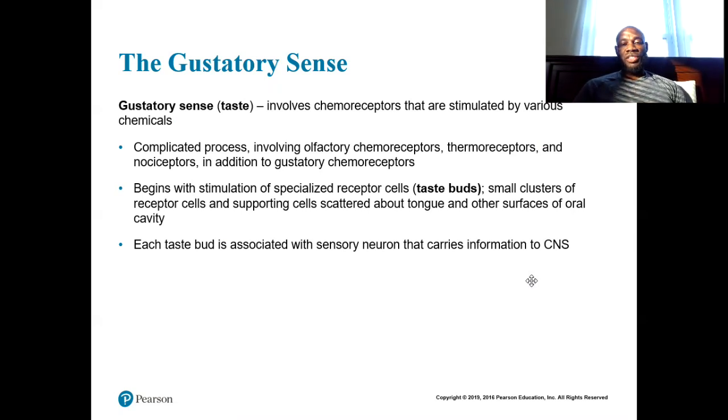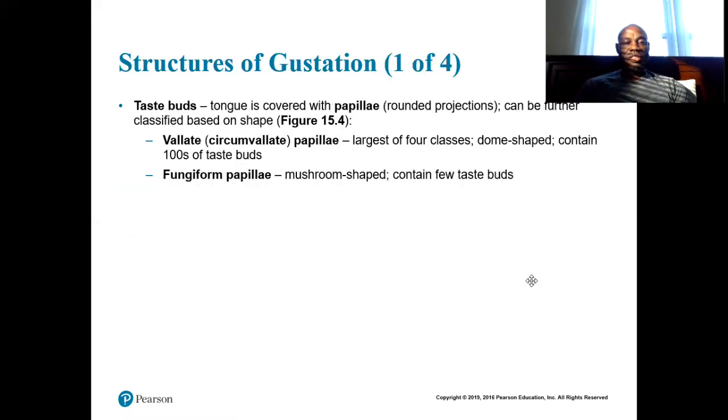All right, so it begins with a stimulation of specialized receptors called taste buds. Everybody's probably familiar with taste buds. Stick out your tongue, look in the mirror, and you see these small little balls on your tongue if you look at it really closely. Taste buds are small clusters of receptor cells and supporting cells scattered about the tongue and other surfaces of the oral cavity. Each taste bud is associated with a sensory neuron that carries information to the central nervous system, CNS.